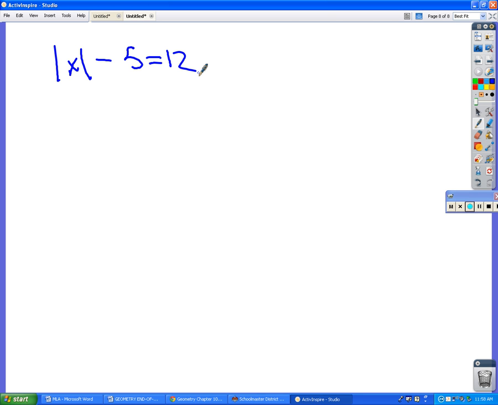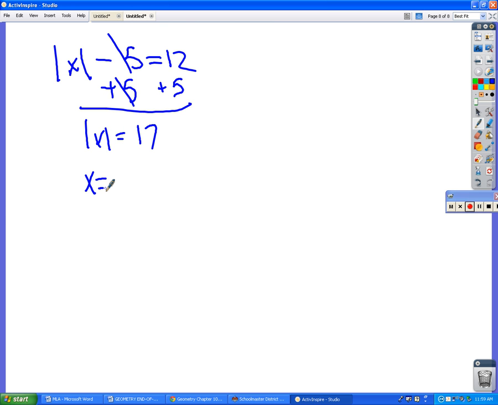Because now the only thing that's in the absolute value symbol is the x, right? So what do I do with this? What do I do with this one? I solve the equation the normal way, add 5. So those cancel, so the absolute value of x has to equal 17. So what number can you take the absolute value of and get? Right. 17 or negative 17. Okay, good. You could write plus or minus 17.